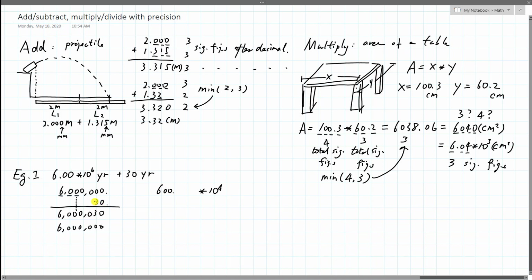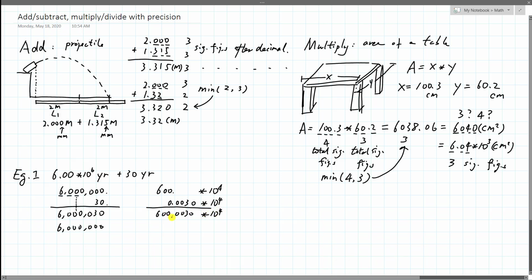So how do we write 30 in these terms? We divide 30 by 10,000. So it's going to be, okay, 1, 2, 3, 4. So 2 zeros, 30. Right, so we'll get 600. This is also times 10 to the fourth. 0.0030 times 10 to the fourth power.